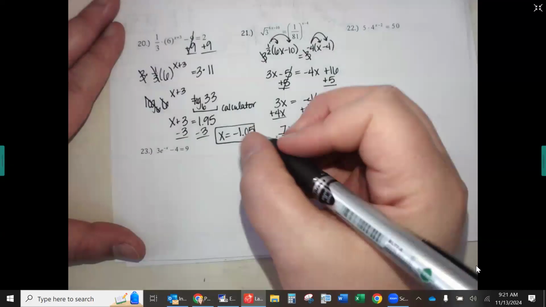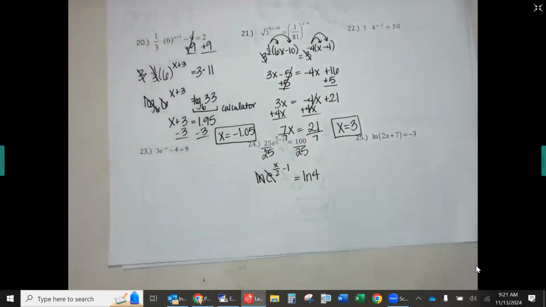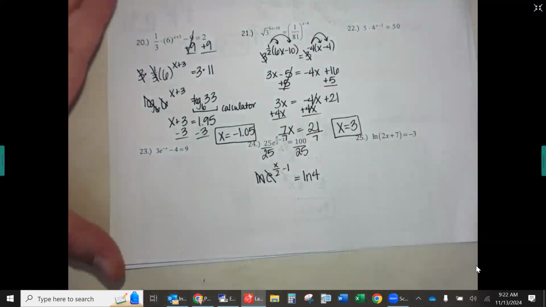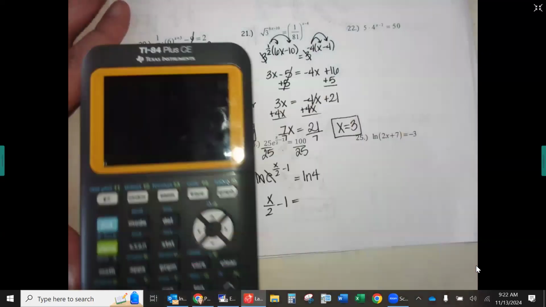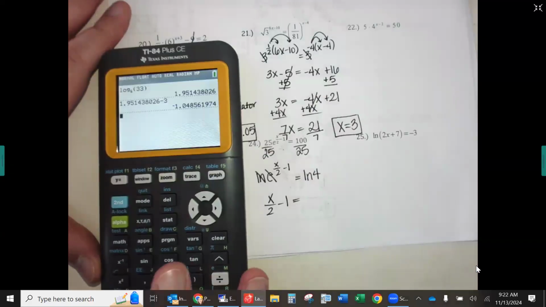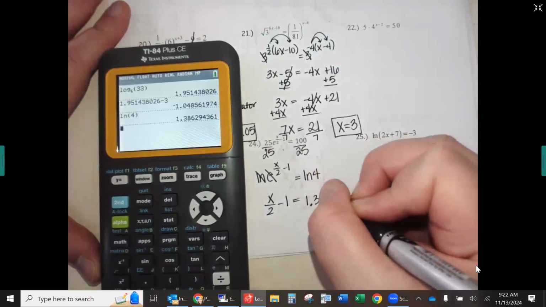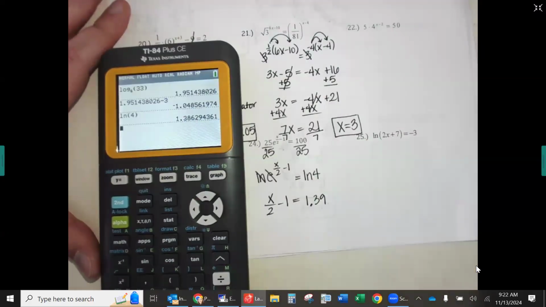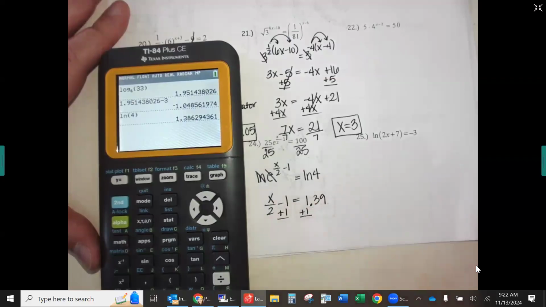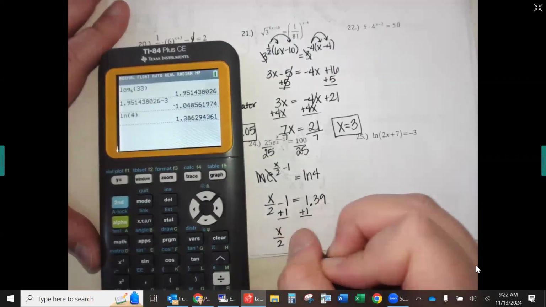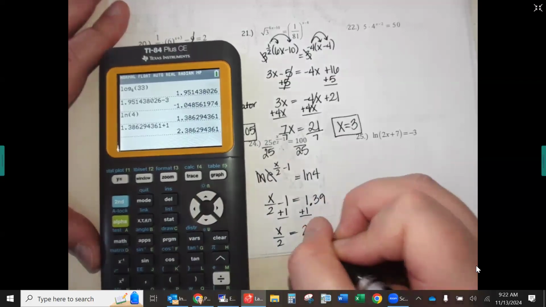So let's do it. We're going to ln both sides. And then in your calculator, I want you to find the ln or natural log of 4. So I have x over 2 minus 1 equals whatever the ln of 4 is. ln of 4 is 1.38, but then it's followed by a 6. So I'm going to round it to 1.39. Then I'm going to add my 1 across. So I'm going to have x over 2 equals. Remember, you're going to use the long decimal till the very end. So that's 2.39.